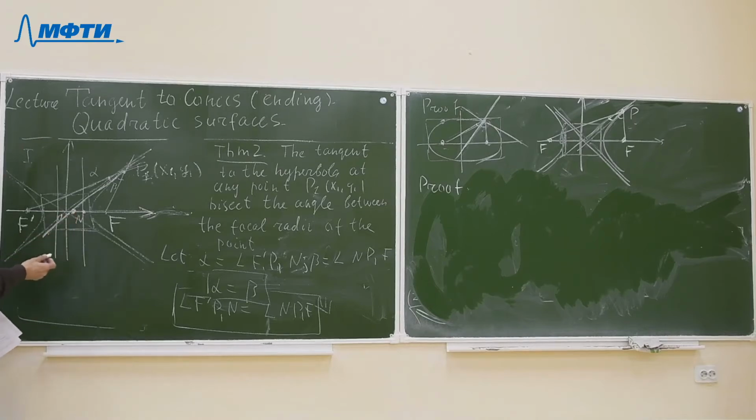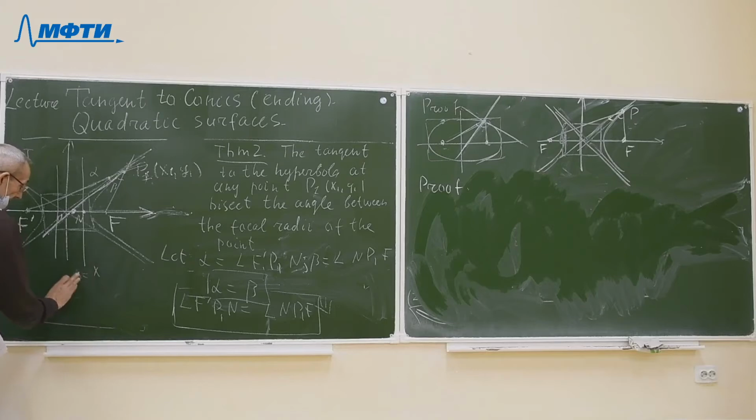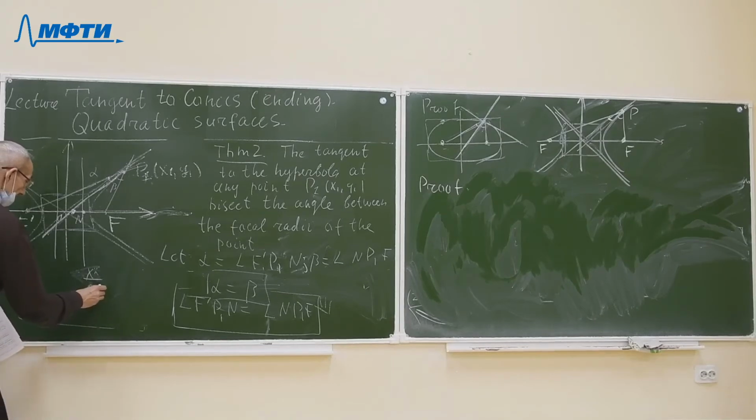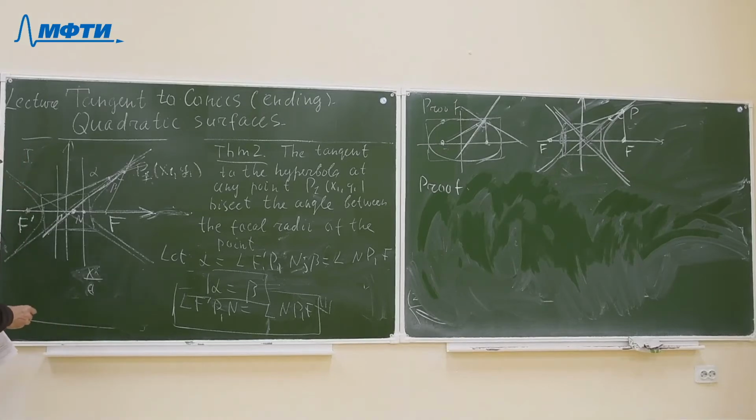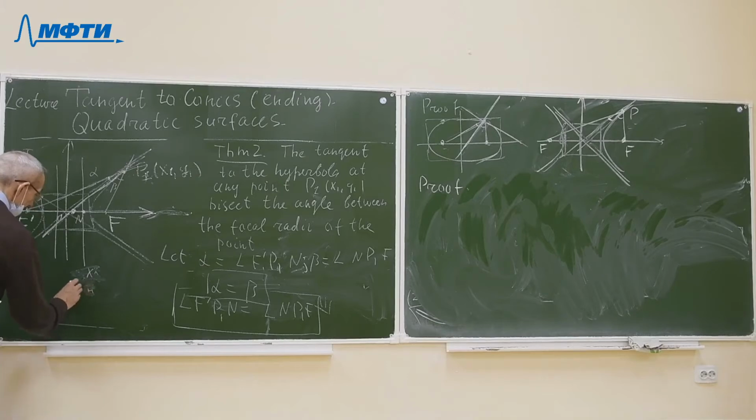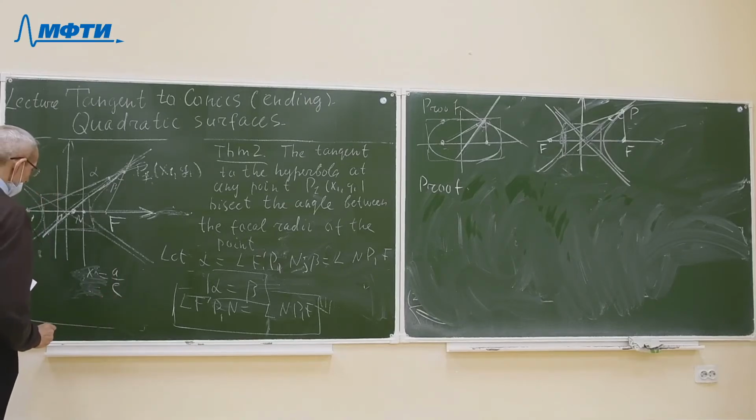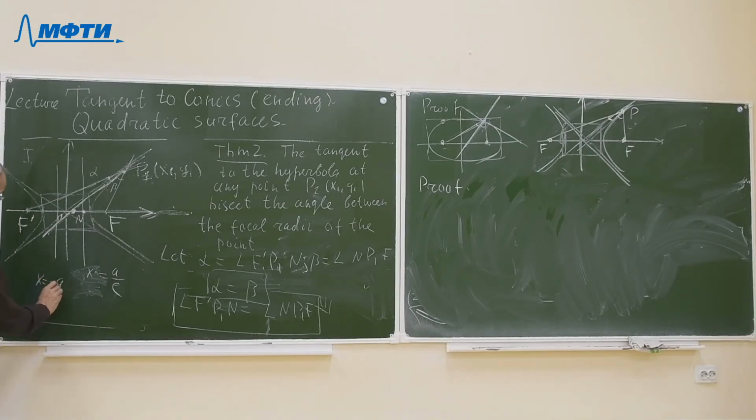of the hyperbola, as in the case of the ellipse, we have two straight lines which are called directrices and which satisfy the equations x is equal to a divided by e, and x is equal to minus a divided by e. Two directrices.